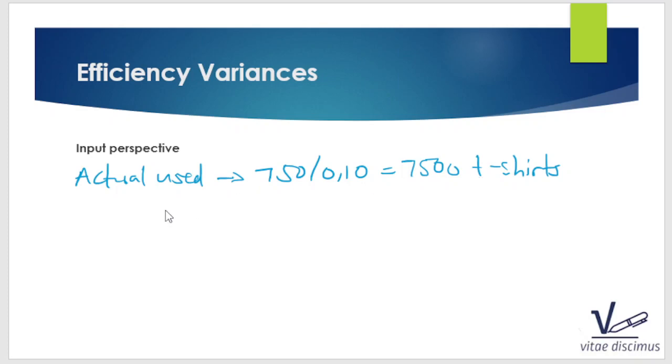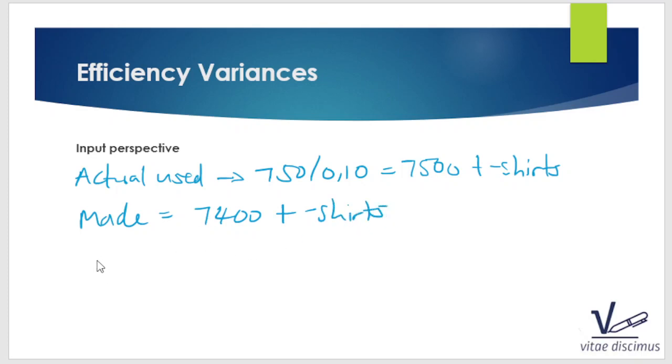But what did they actually make? There was 750 kilos used, and it was supposed to make 7,500 t-shirts. Now, how many did they make? These guys only made 7,400 t-shirts.